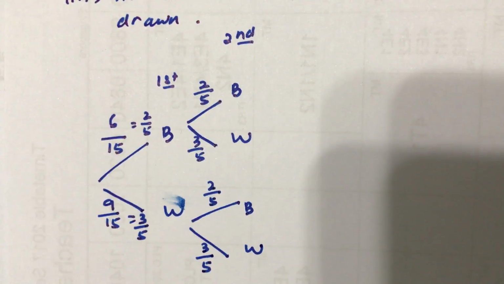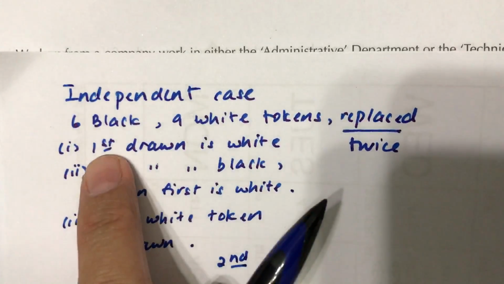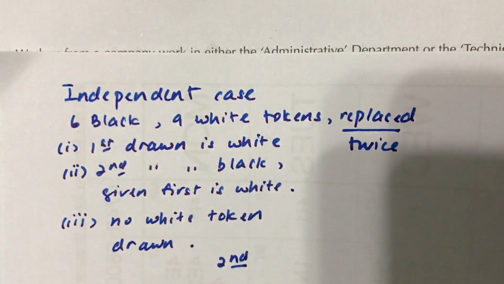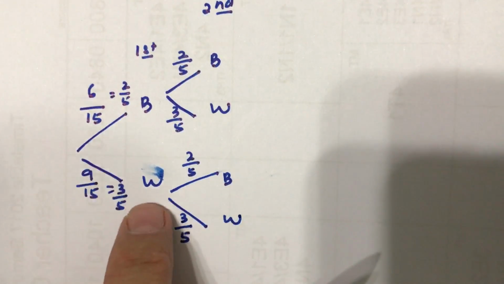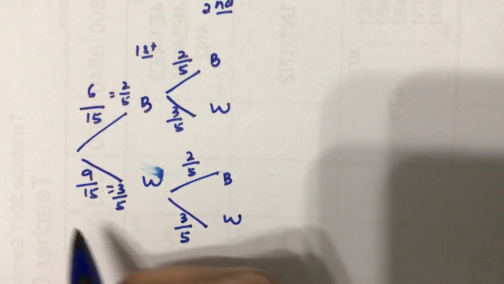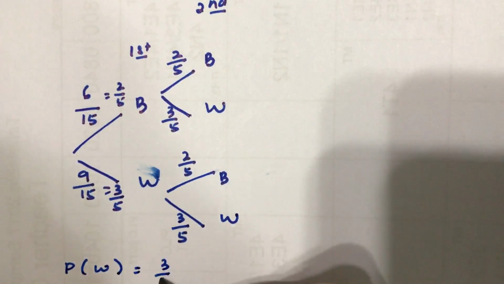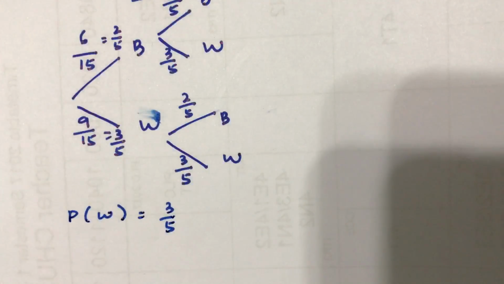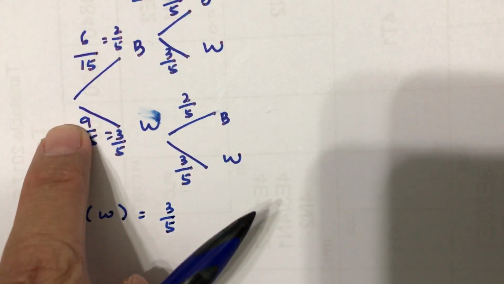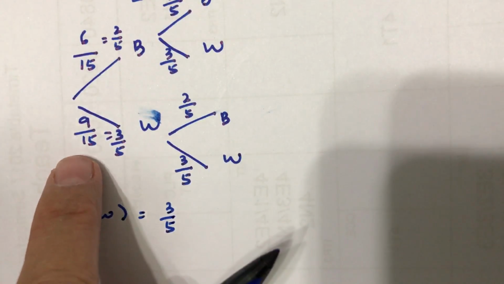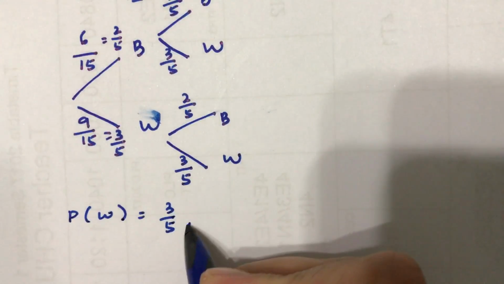Now, let's have a look at the question. The question says that I want the first one drawn to be white. So what's the probability of getting white the first time around? This is the first draw to get a white. So the probability of white is 3/5. And why is it 3/5? Because originally we had 9 and the total tokens is 15, but we managed to reduce it, so we got 3/5. So this is the first question.